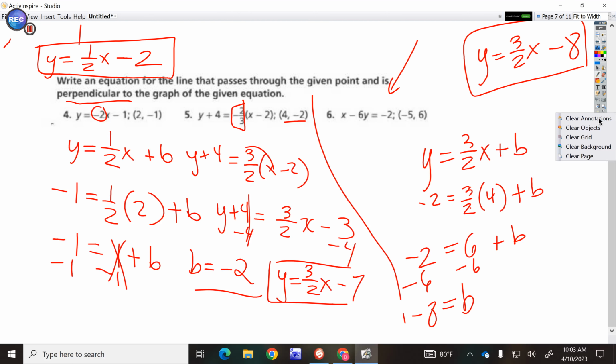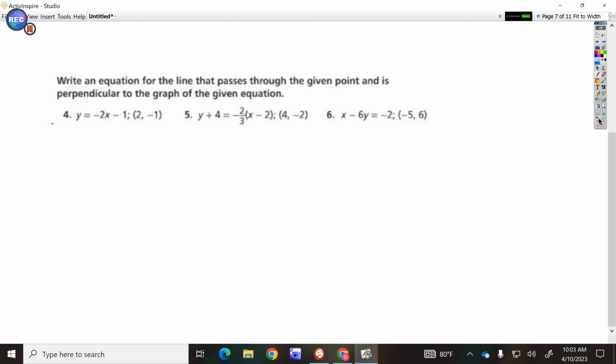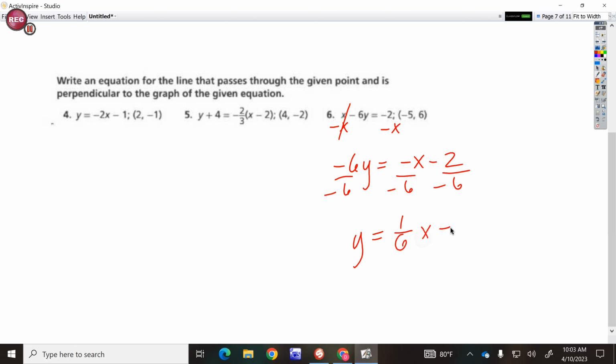All right. First step for number 6 would be what? Minus x. Remember, you want to leave the y there, so you want to avoid the y first. So bring down negative 6y equals negative x minus 2. And now you can divide everything by your coefficient, which is negative 6. So that gives you y equals 1 over 6 x plus 1/3.